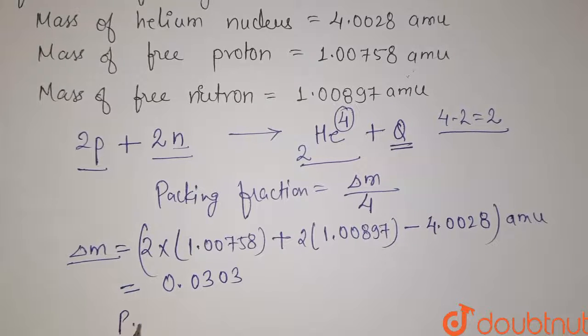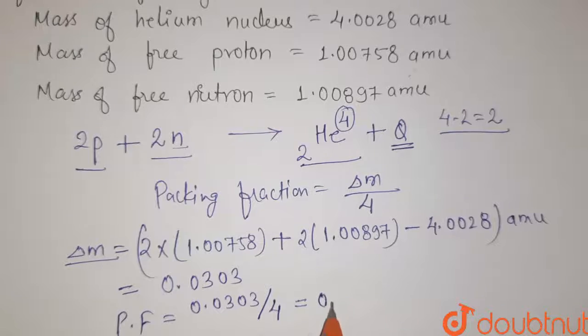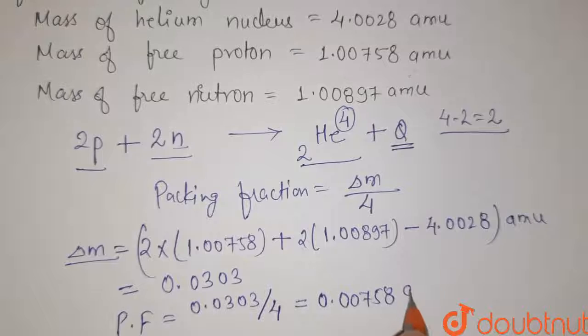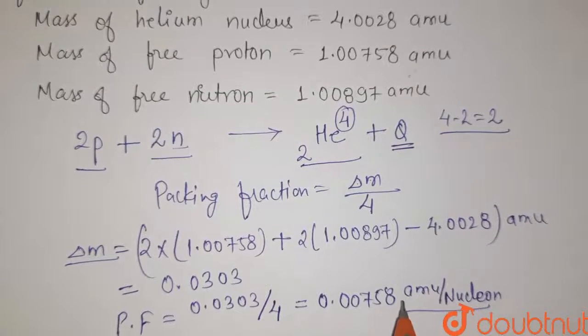Therefore, the packing fraction will be equal to the mass defect, that is 0.0303, divided by the number of nucleons, which here is 4. So the value will be equal to 0.00758 atomic mass unit per nucleon. So this is the packing fraction of alpha particle. So that's our solution for this question.